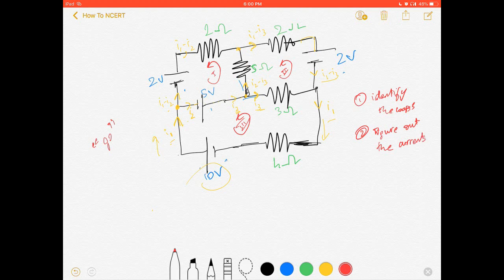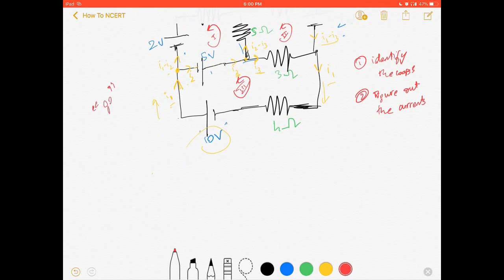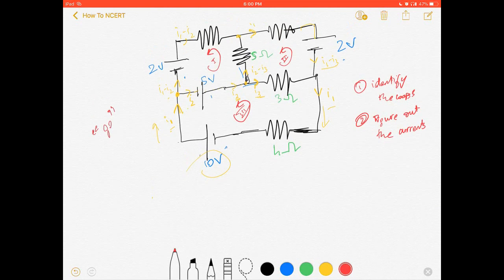Excuse me for the bad handwriting, I guess. I'm working on it. Now, my third step involves solving equations, basically forming equations and solving equations. And we're going to make these equations using Kirchhoff's second rule, which is the voltage rule.